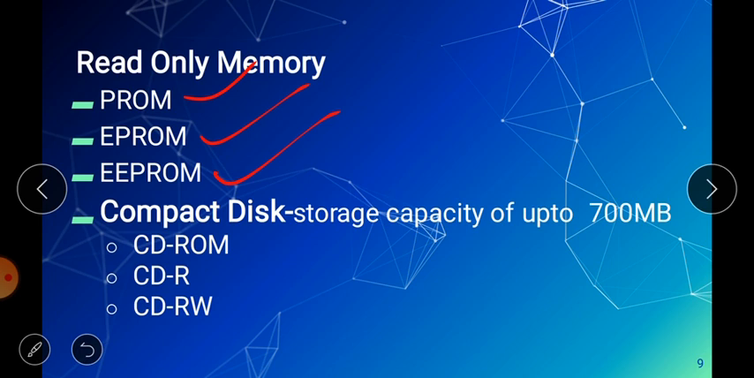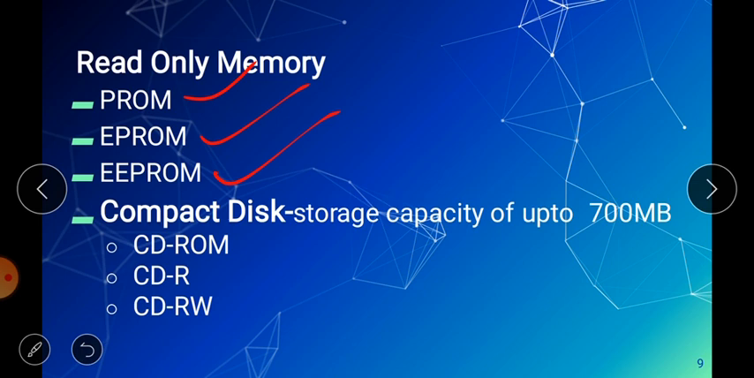In the EPROM you are using ultraviolet rays, and in the EEPROM you are using electric waves. This is the first difference. The second difference is that in the EPROM the whole data will be erased. Means you have written the data, and if there is any error in one or two lines, in one or two bits, then what will happen? The whole data will be deleted. And in the EEPROM, the bit in which there is a fault, only that particular bit will be deleted. So this is the difference between EPROM and EEPROM.